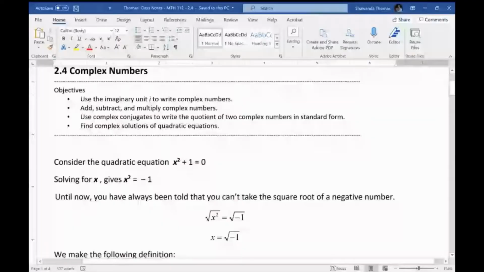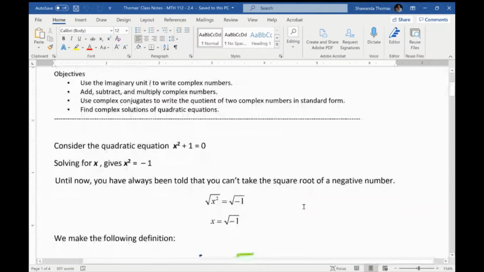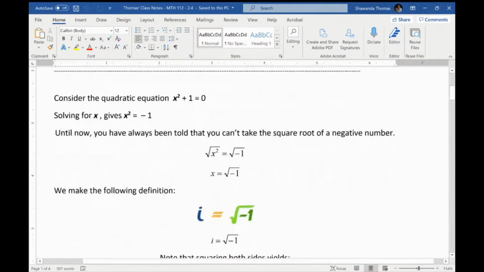For today, we're going to use the imaginary unit i to write complex numbers. We're going to add, subtract, and multiply complex numbers, use complex conjugates to write the quotient of two complex numbers in standard form, and find complex solutions of quadratic equations.